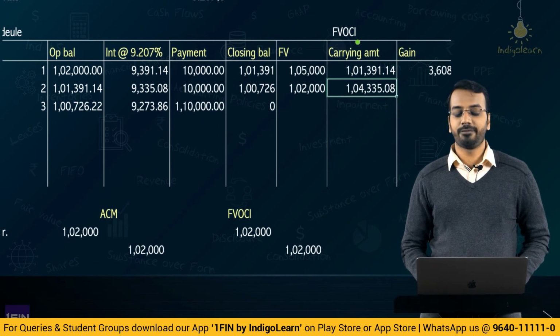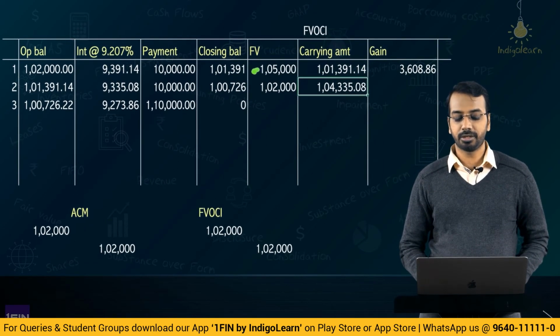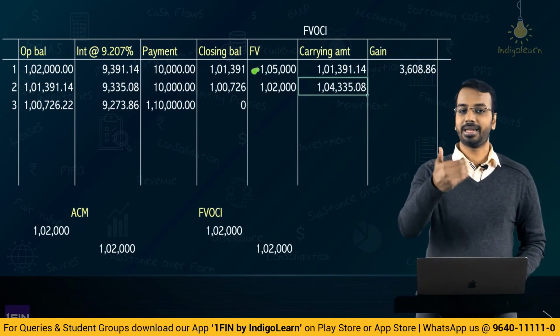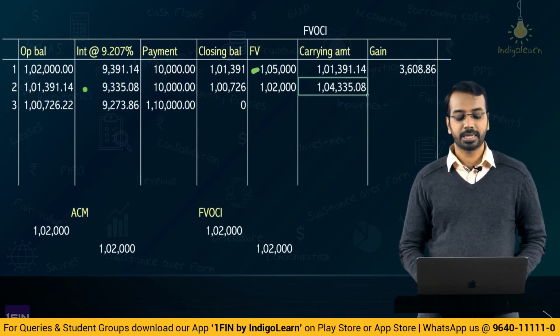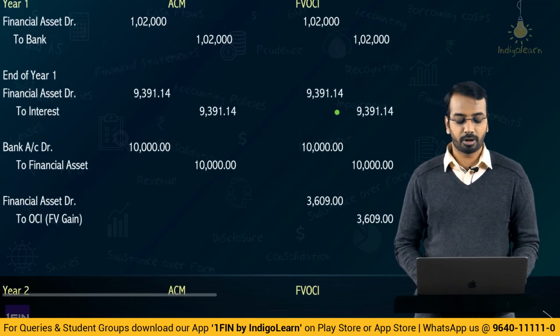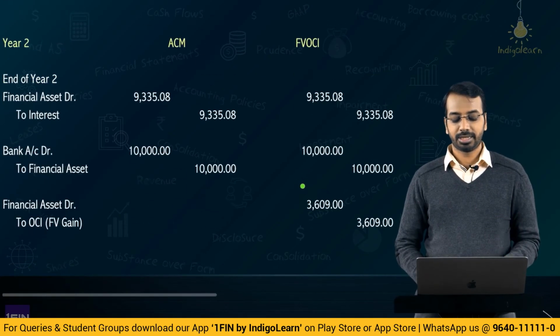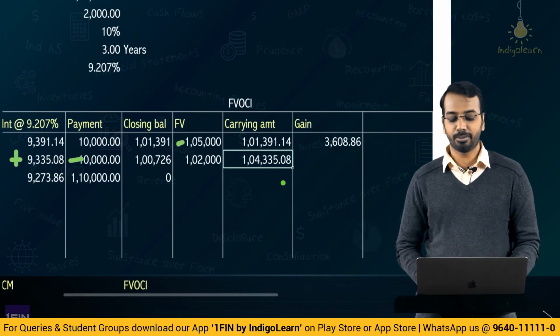The carrying amount under FVOCI will be the opening balance, which is 1,05,000 here, that is the balance at the end of the previous period, plus interest minus payment. So you will just add the interest and minus the payment, you will get 1,04,335, because you have already increased the financial asset value by 3,609 here, right? So that you will consider as the carrying amount.